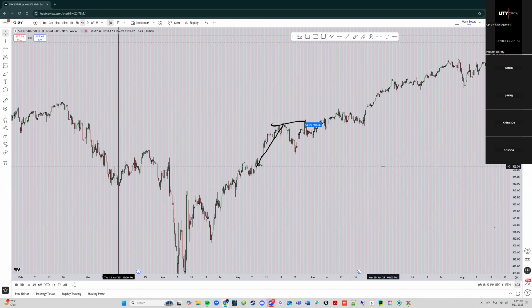Okay, so a pullback. And for those that don't know what a pullback is, this also goes into market structure, it is anytime a price is keeping a hold of whatever structure it's in, but it comes down just a little bit. So pullbacks equal profit taking. Okay, does this make sense to everyone?